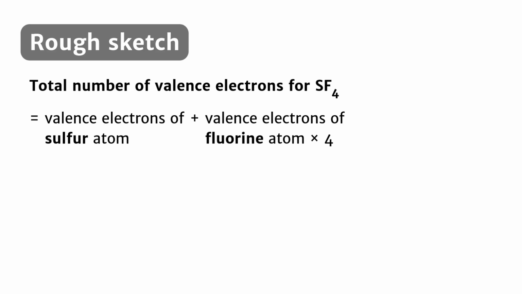Therefore, the total number of valence electrons is calculated as 6 plus 7 multiplied by 4, which simplifies to 6 plus 28 equals 34. Thus, SF4 has a total of 34 valence electrons.